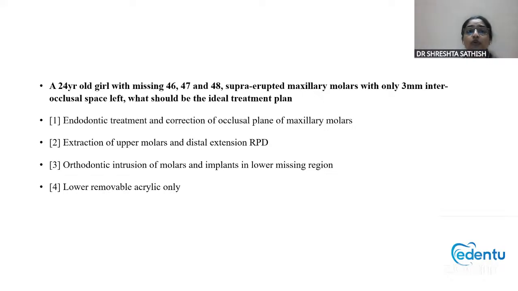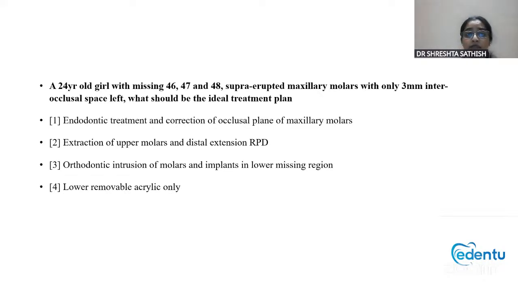A 24-year-old girl with missing 4.6, 4.7, 4.8 with supraerupted maxillary molars with only 3 millimeter interocclusal space. What would be the ideal treatment plan? Again, age is a factor. Why do you think the age is given in this case? Endodontic treatment and correction of occlusal plane of maxillary molars. Yes, it can be done. Extraction of upper molars and lower RPD. Again, that is also an option. Lower removable RPD only. Great.